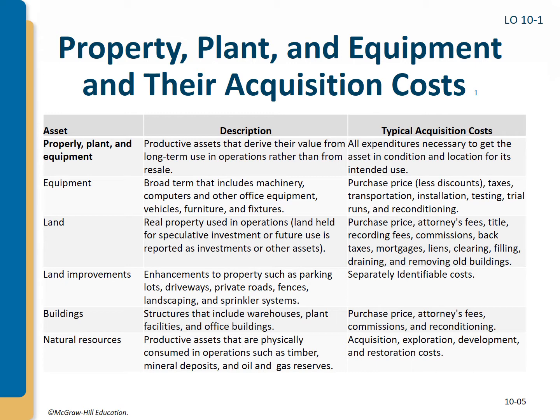If we're looking at natural resources, which are also put into the property, plants, and equipment category, these are assets that are physically consumed in operations, such as trees, timber, mineral deposits, oil, and gas reserves. So what's included in the cost of the natural resource? The acquisition, exploration, development, and restoration costs. Restoration of the land to get it back to its original status after you've extracted the natural resource.